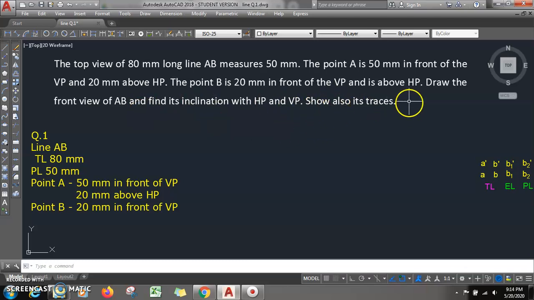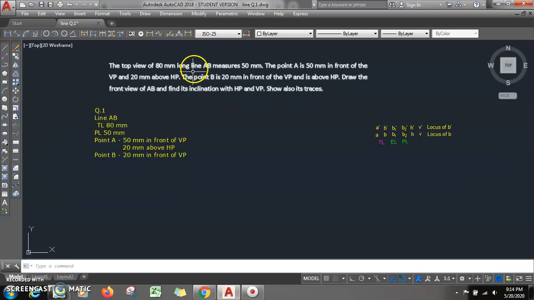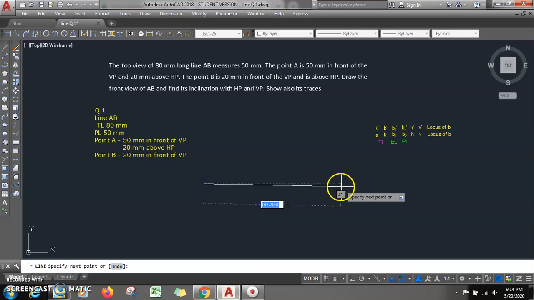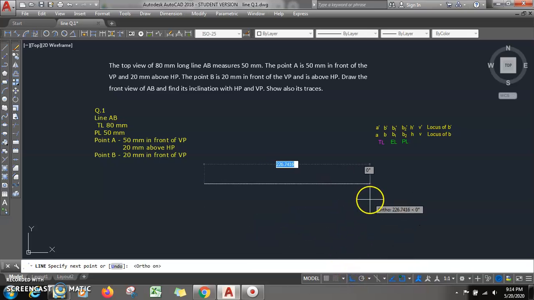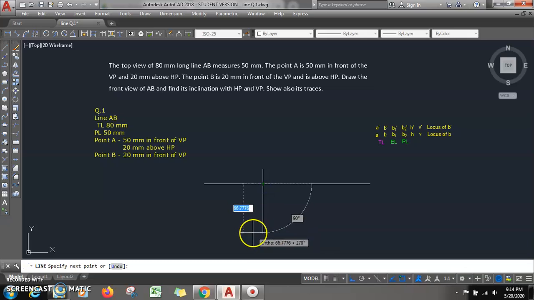So here we need to draw projections and also locate traces. Let us see how to get it. First of all, I will draw one horizontal line, with ortho mode on. Point A is 20 mm above HP, so here I will draw a vertical line of 20 mm. Again, a line 50 mm in front of VP.